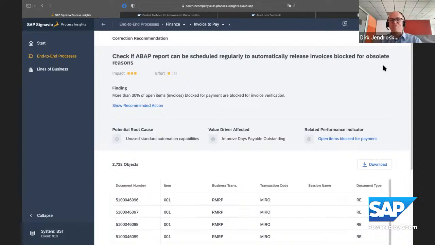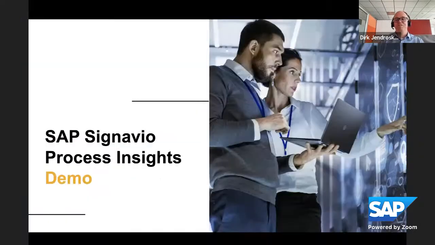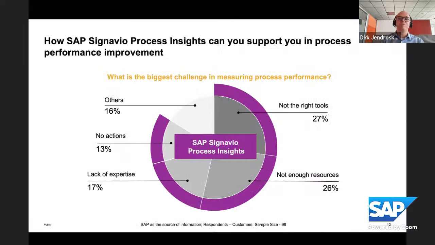So this is Process Insights in the demo. Let me head back to the presentation, because I would like to do a bit of a wrap-up here of what we have just seen in the demo. Remember, this is where we started, and my claim was that Process Insights can address all these topics. Let's go step by step, one by one.